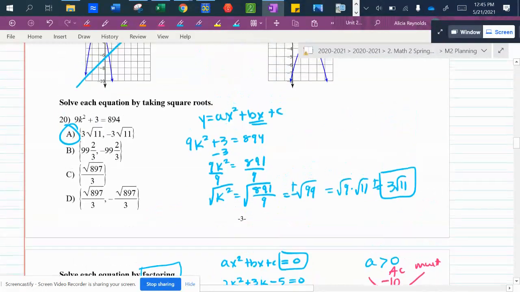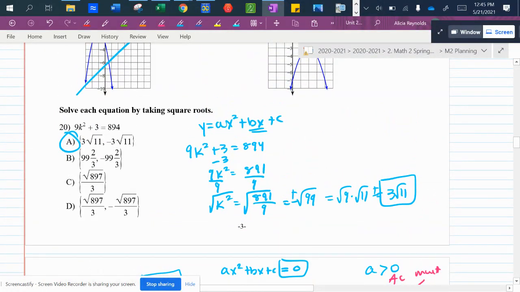If we're solving by square roots, this is when we do not have a B term. So I was talking about in class how if this term is missing, I can solve by square roots because I only have one variable to solve for. So we need to isolate k squared and then take the square root. Don't forget that when we take the square root, we have a positive and a negative answer. And we need to make sure that we understand how to simplify the square root as well.